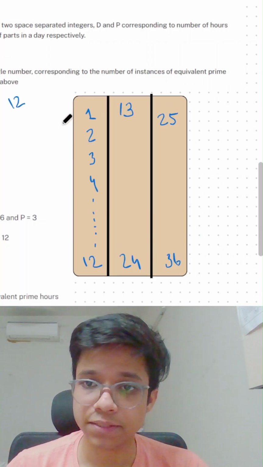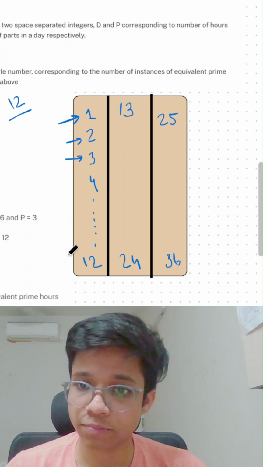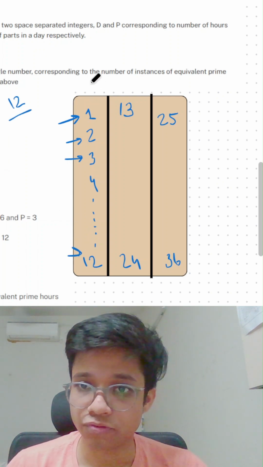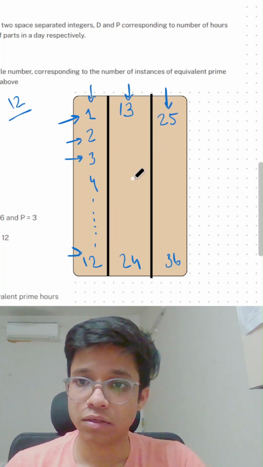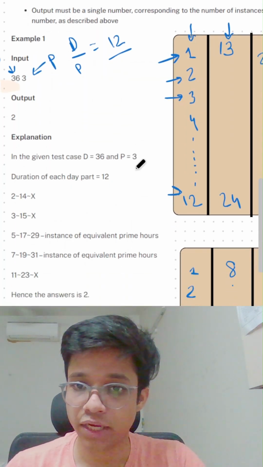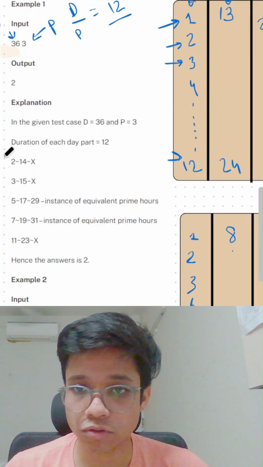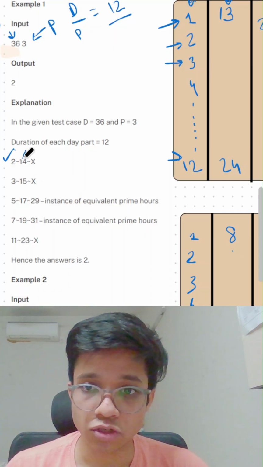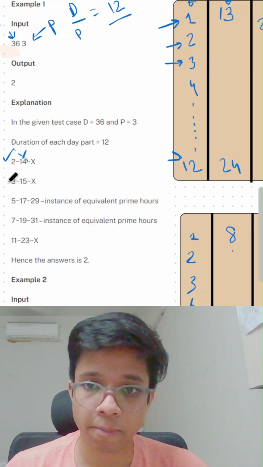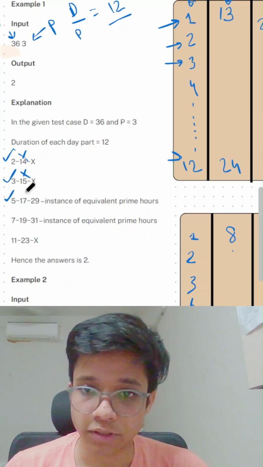So visualizing this, we get 1, 2, 3, up to 12, which is N equals 12. There are three parts. So the first part is 1, second part is 13, and third part is 25. So therefore, when we check, we get these triplets. 2 right here is a prime number. 14 is not a prime number, so we won't check this. 3 is a prime number, 15 is not. 5 is a prime number, 17 is a prime number, and 29 is a prime number.